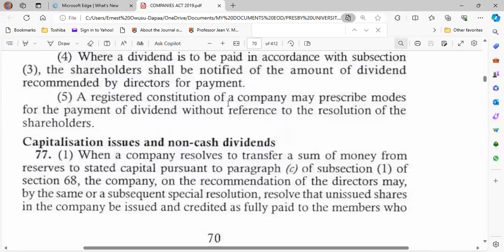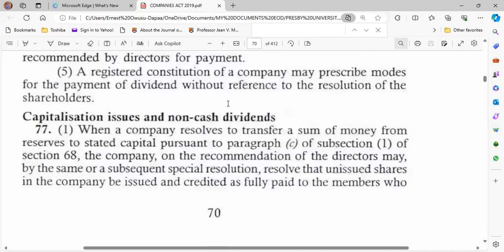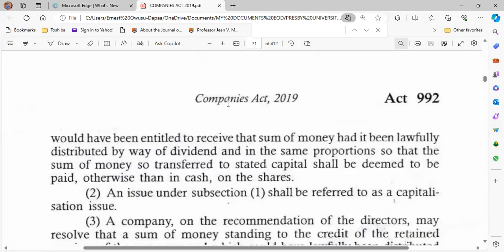So 77.1, when a company resolves to transfer a sum of money from reserves to stated capital, pursuant to paragraph C1 of 68, the company, on recommendation of the directors, may, by the same or subsequent special resolution, resolve that unissued shares in the company be issued and credited as fully paid to the members who would have been entitled to receive that sum of money had it been lawfully distributed by way of dividend, and in the same proportion, so that the sum of money so transferred to stated capital shall be deemed to be paid otherwise than in cash on the shares.